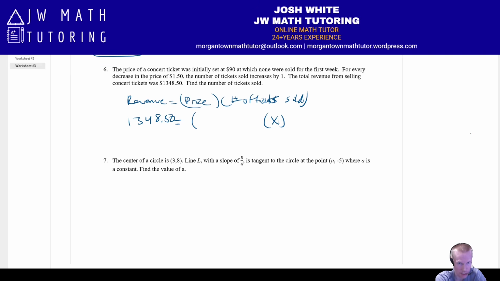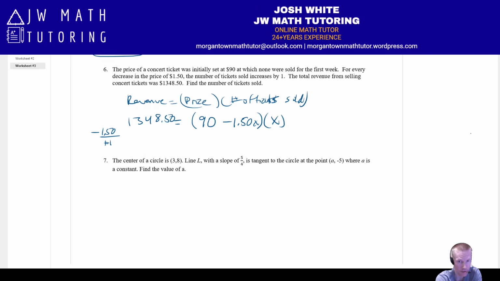Essentially what's happening is you start at 90 and then you subtract 1.5, or 1.50 if you want to use that, times x. Because essentially, the tickets sold increase by 1 for every decrease by 1.50. So that becomes your slope in your formula: minus 1.50 over 1, plus 1 on the bottom, minus 1.50 on the top.